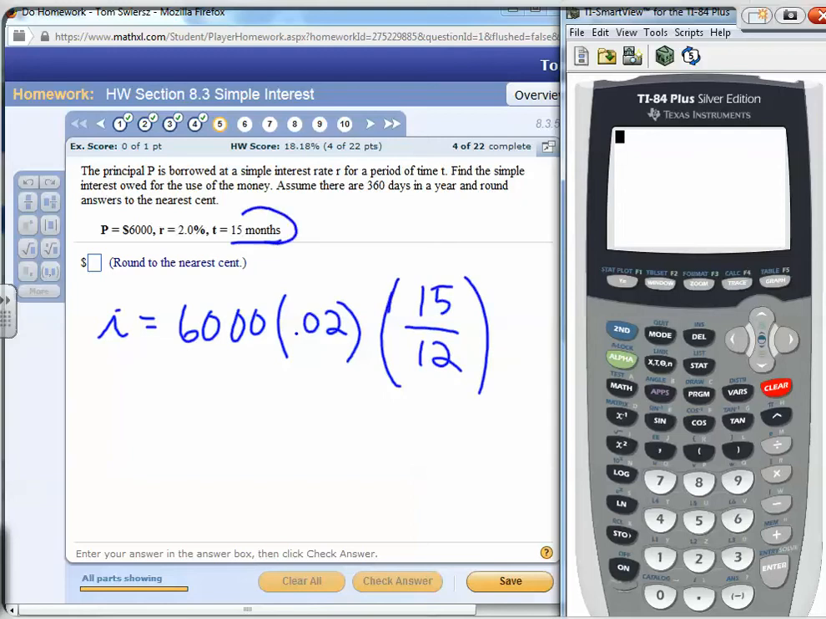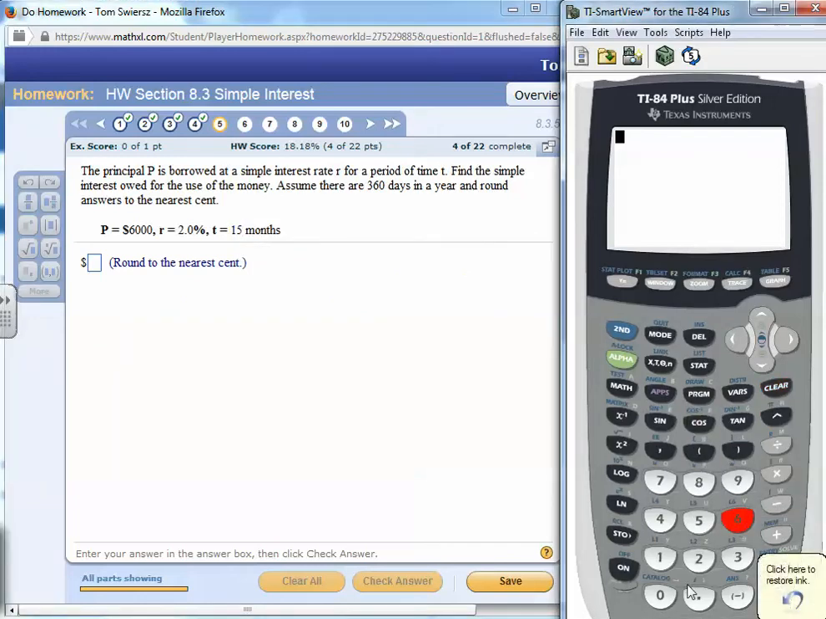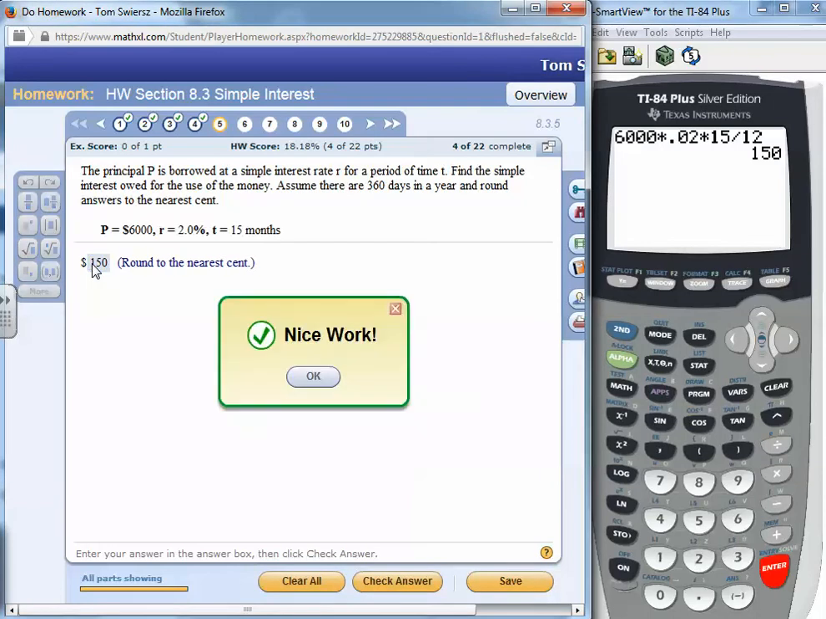Whenever you're given the time in months, you're going to divide it by 12, because that will give it to you in terms of years, because 12 months is exactly 1 year. Okay? So you can do 15 divided by 12 to get a decimal, or just put 15 divided by 12 right into the formula, that's the way I'll do it. So again, the principal is 6,000 times the rate as a decimal, 0.02, times 15 divided by 12. And we get exactly $150.